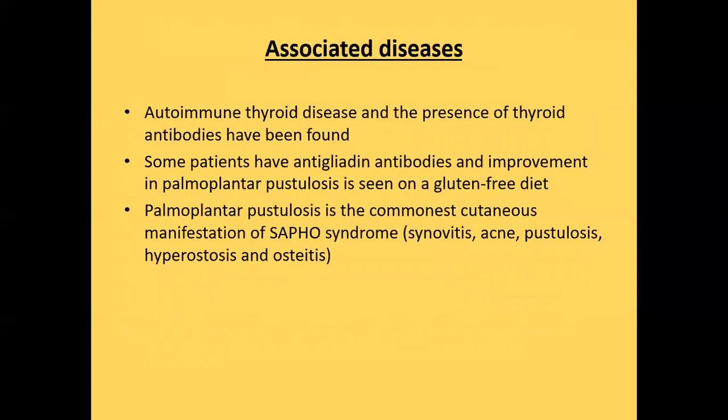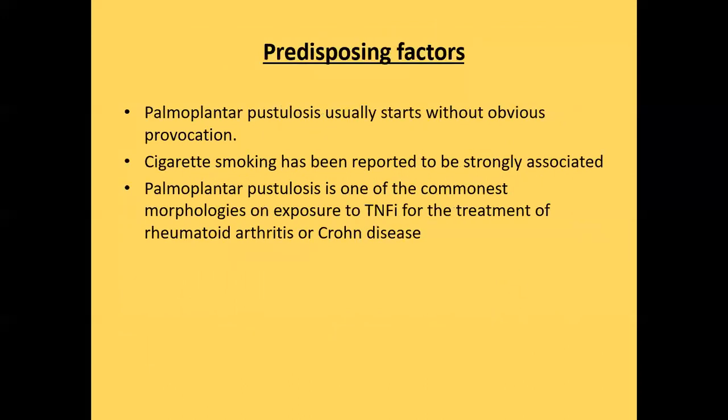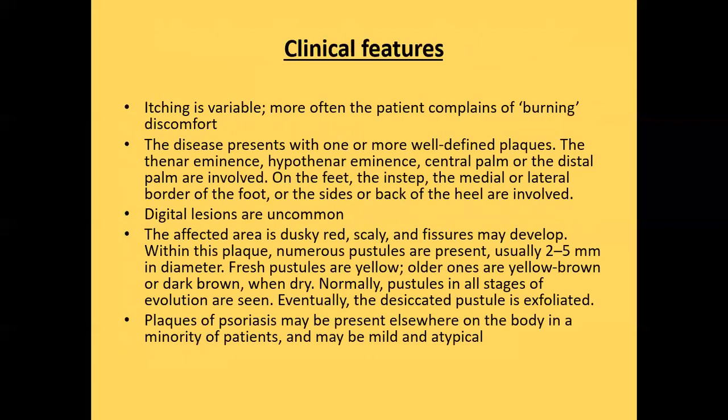Associated disease is thyroid disease, and sometimes it is associated with anti-gliadin antibodies, and the patients improve on a gluten-free diet. Palmoplantar pustulosis is the commonest cutaneous manifestation of SAPHO syndrome, which is an abbreviation of synovitis, acne, pustulosis, hyperostosis, and osteitis. Predisposing factors: sometimes it starts de novo without any provocation. Cigarette smoking is reported to be strongly associated, while it is among the commonest morphologies on exposure to tumor necrosis factor inhibitors for treatment of rheumatoid arthritis or Crohn's disease.